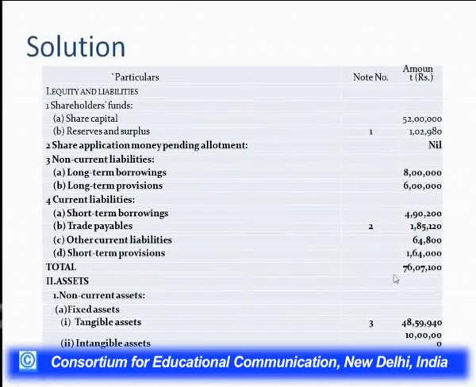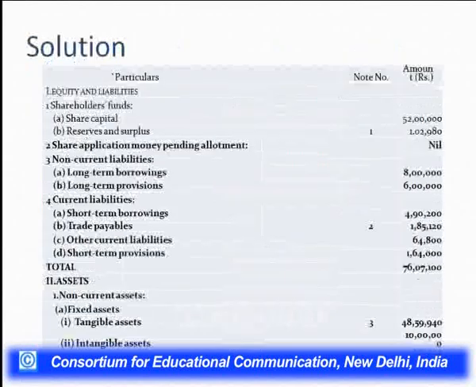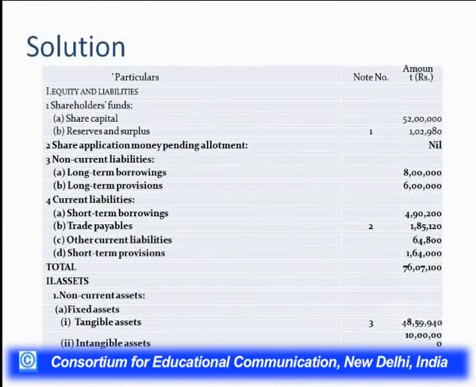Short term provision, the value shown is 1,64,000, and where do I get this money from? Here it is given, proposed dividend, right. So the proposed dividend is your short term provision. So by this, if we add up this part, we will get the total of our equity and liability section. So the first part of the vertical presentation of the balance sheet is over, where we have a total of 76,07,100, right.